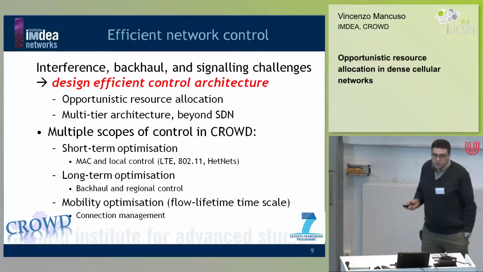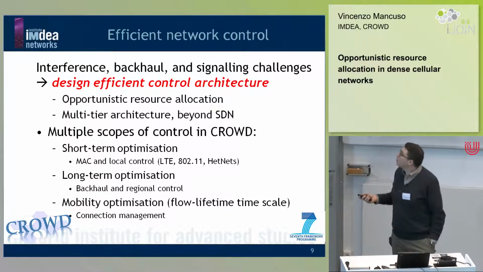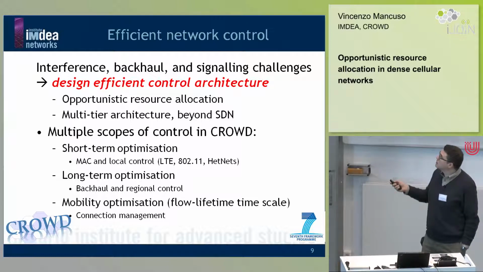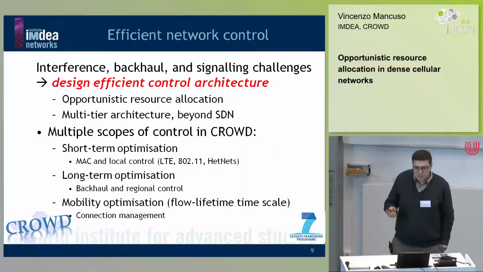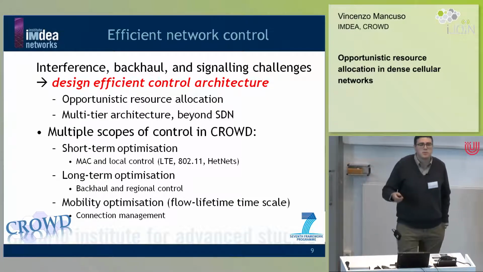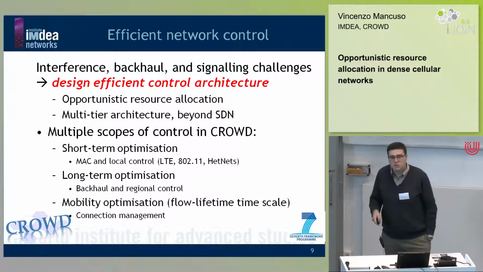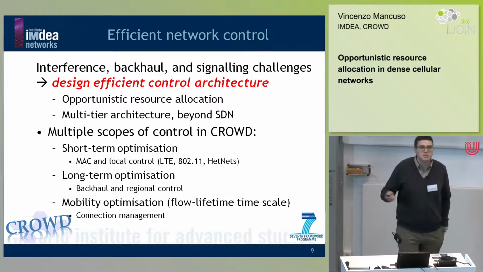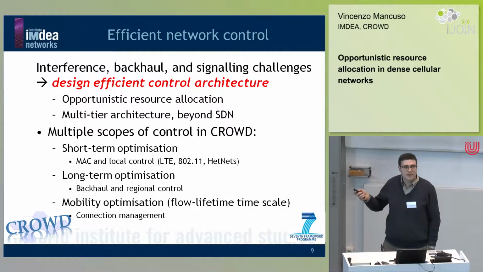So we want to go for the design of this efficient network control architecture, and we target opportunistic resource allocation schemes, a multi-tier architecture which goes beyond software-defined networking. I'm a bit surprised that SDN probably didn't come up in the presentation today, but I understand that SDN has been proposed for switching control, for routing control, not really for something which goes lower to the physical layer. Although the way you select schemes, strategies for whatever you want, may actually be controlled through an SDN-like paradigm.